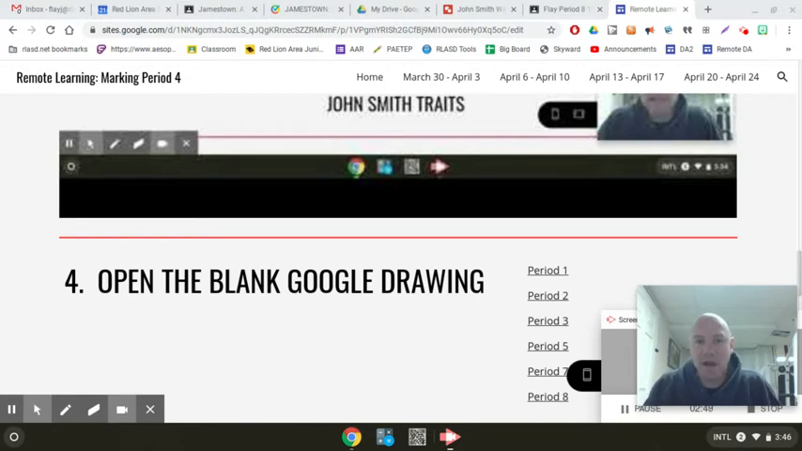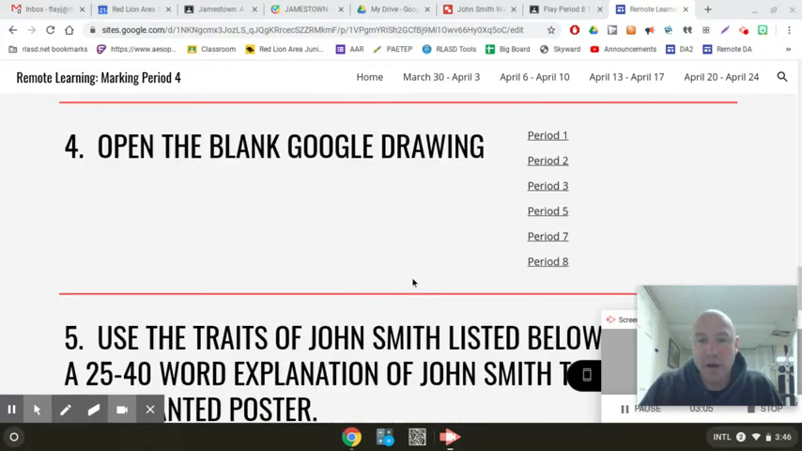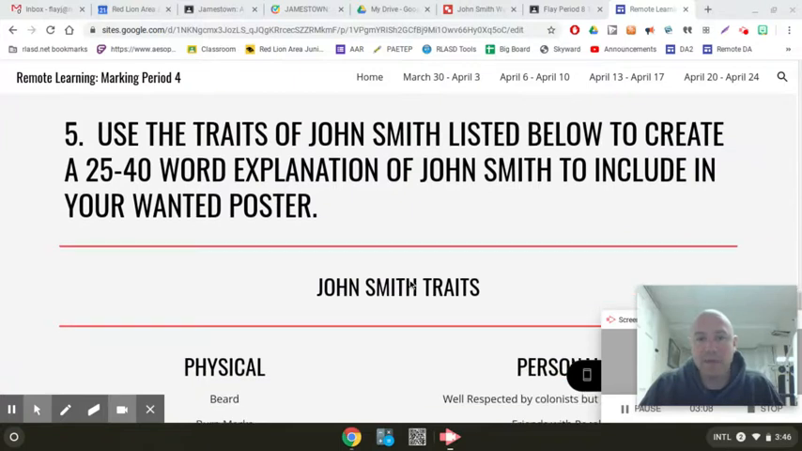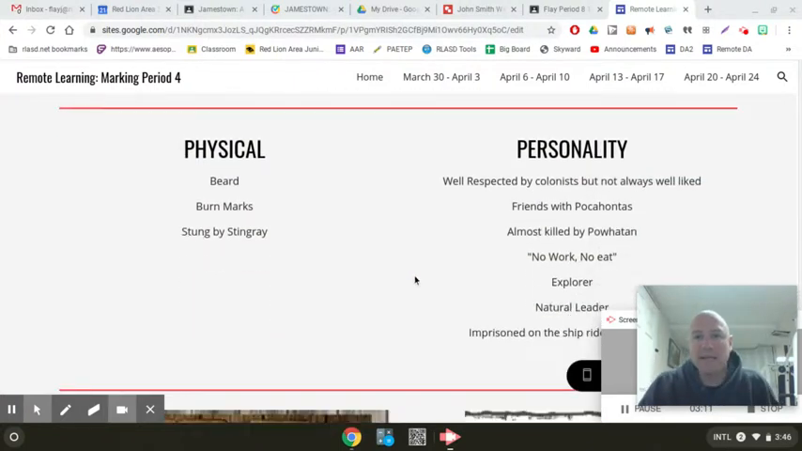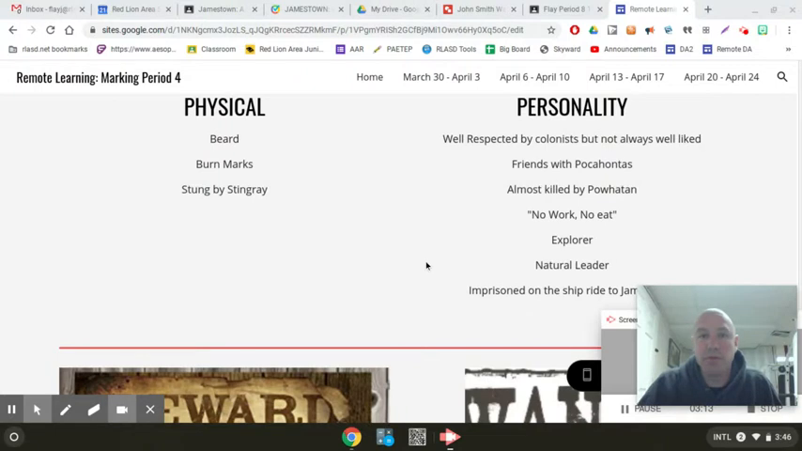So you have to describe their personality traits, some of their physical traits. They're going to create that using a Google drawing here, and I explain that all in the screencast. Or they have the option to actually physically draw one if they like to draw, and they could take a picture of it and submit that as well. For the writing part, I came up with some ideas that students could use to include in your wanted poster description. I have some physical characteristics and some personality characteristics for John Smith.